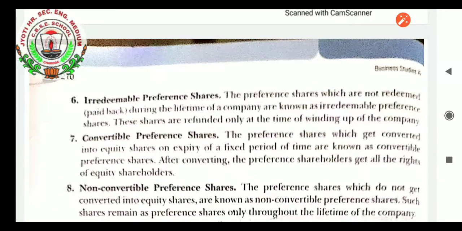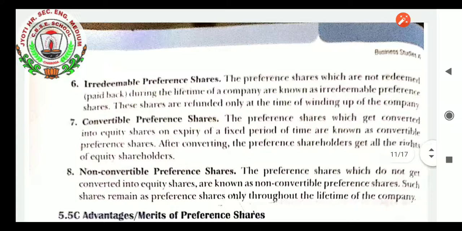Irredeemable preference shares. It means they will not get any payback. They will remain throughout the life of the company. In between, they cannot be paid back the amount which they had invested. They will get the money only after the winding up of the company. The preference shares which are not redeemed, paid back during the lifetime of a company are known as irredeemable preference shares. These shares are refunded only at the time of winding up of the company.